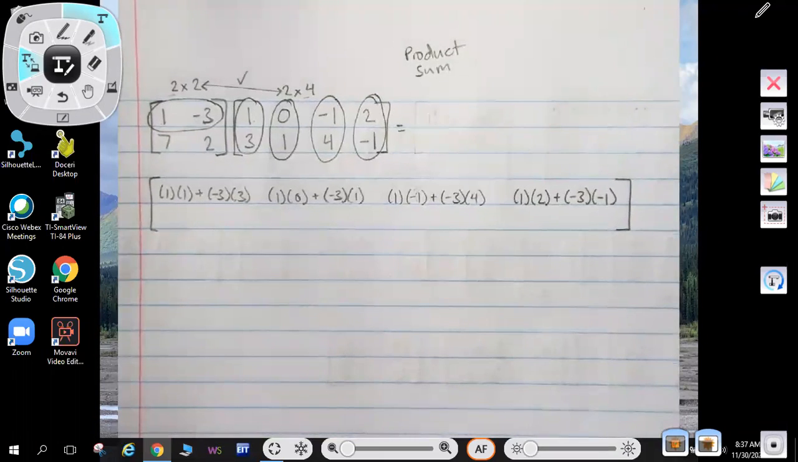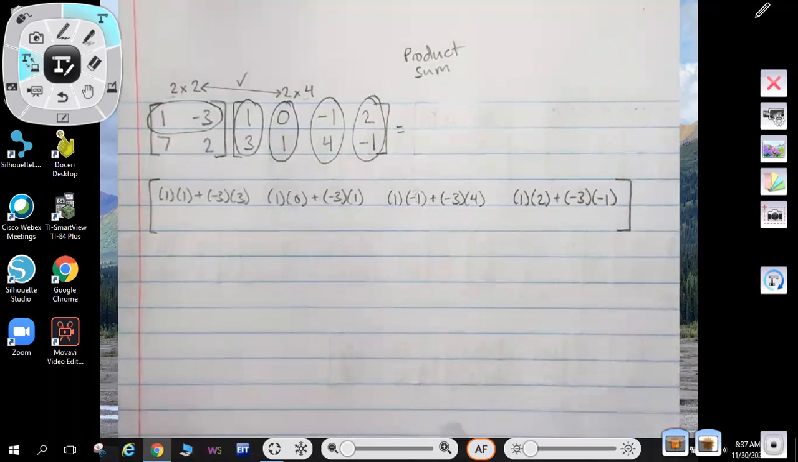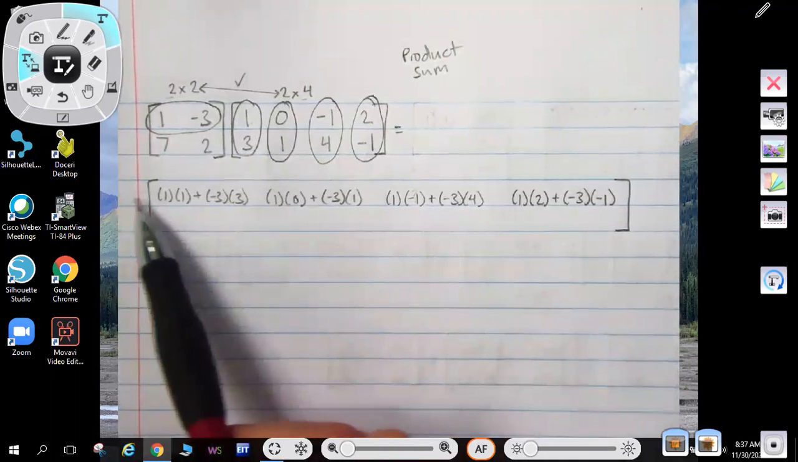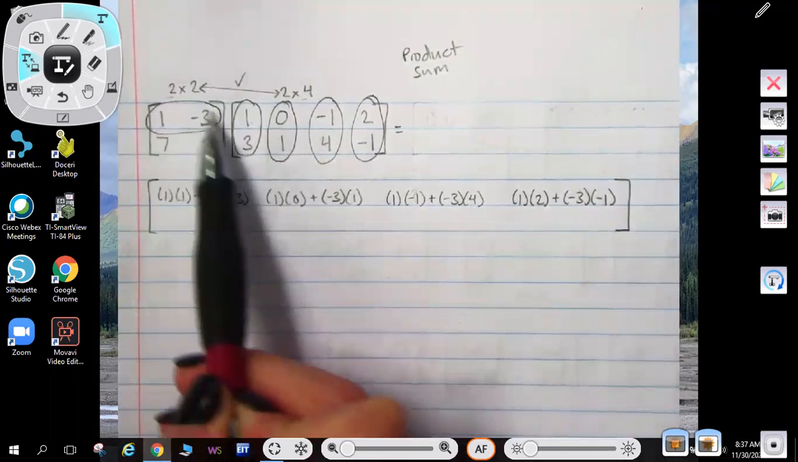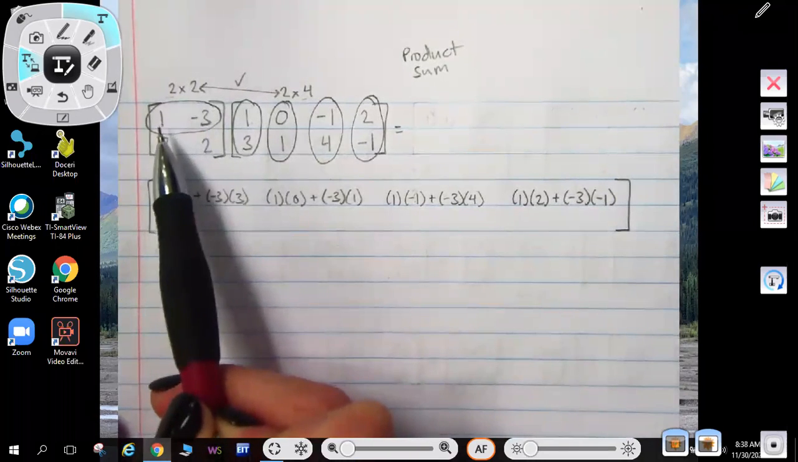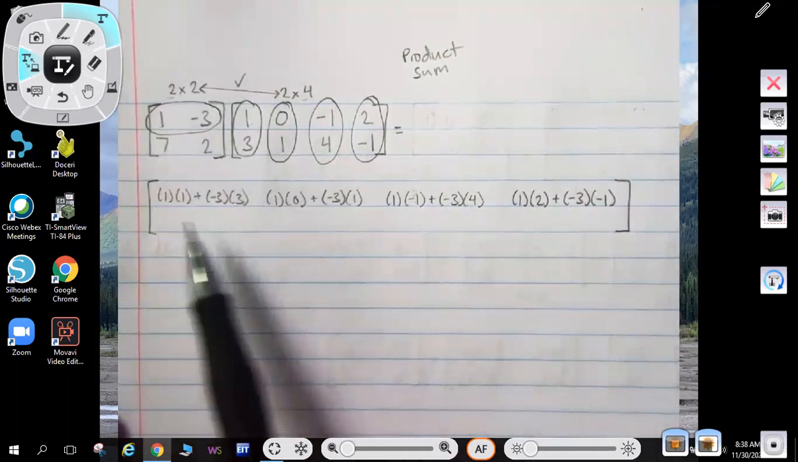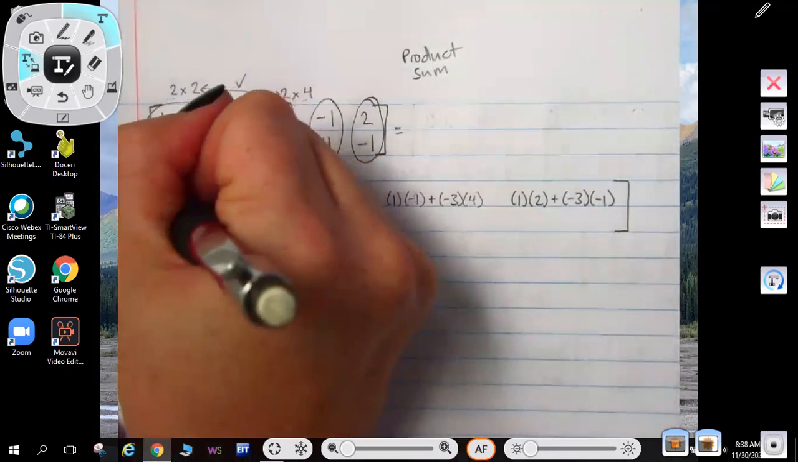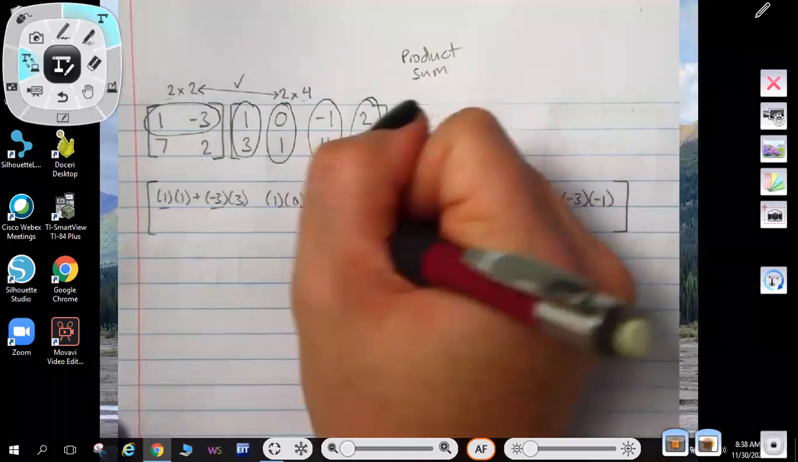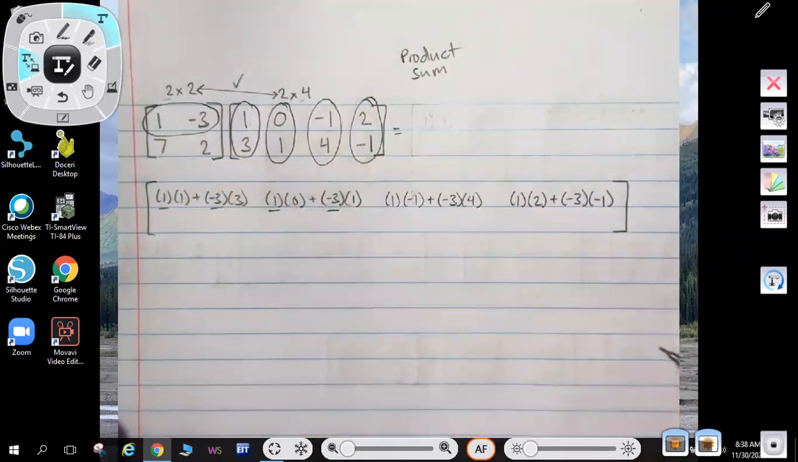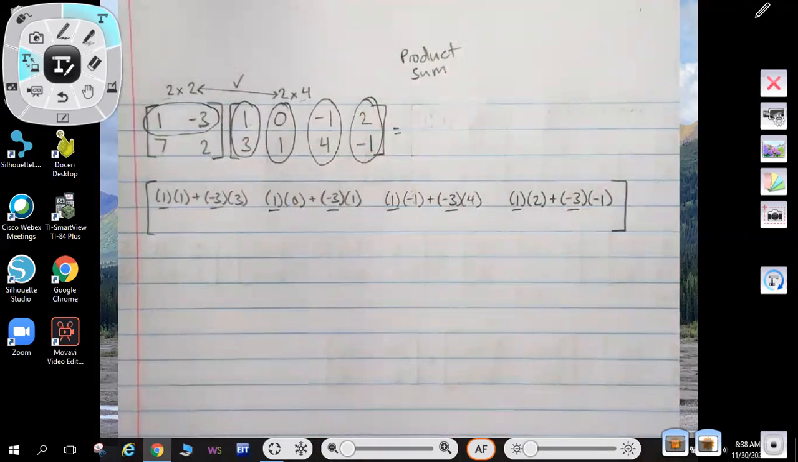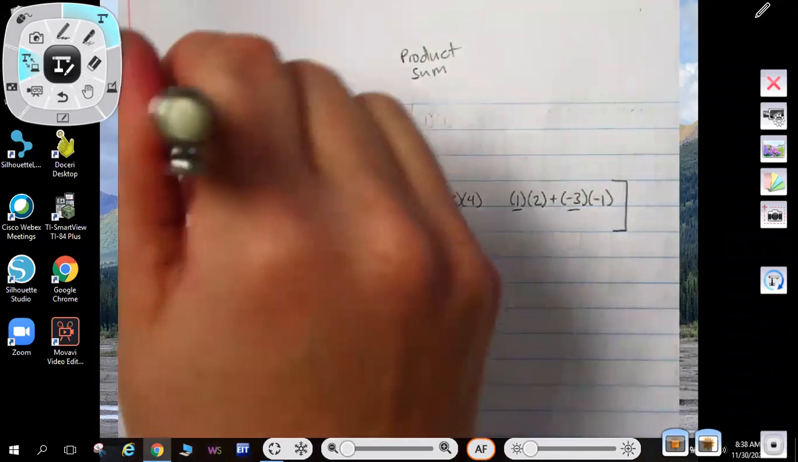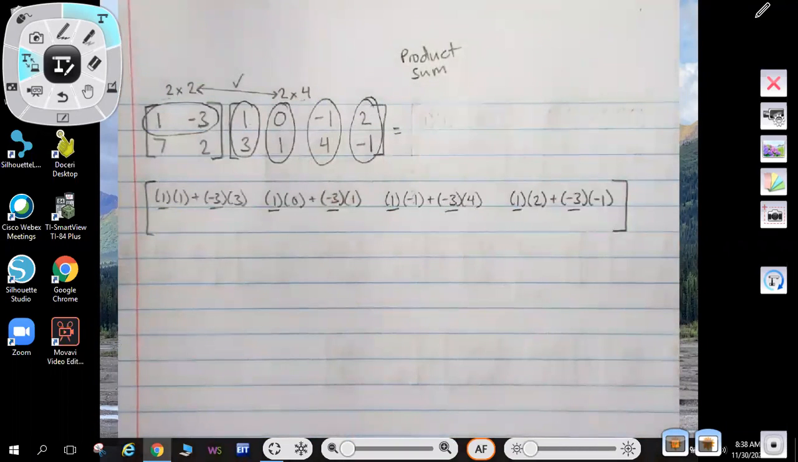Okay, before we move on to the second row, I want you guys to notice a pattern that's going to hopefully make things easier for you. In that entire first row, we used the 1 and -3 from the first row of this first matrix. So if we look at our product sums, we have 1 and -3, 1 and -3, 1 and -3, 1 and -3, because we use the first row for every one of those product sums. We use 1 and -3.